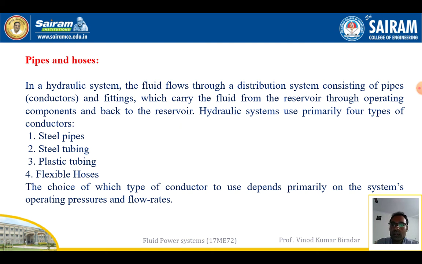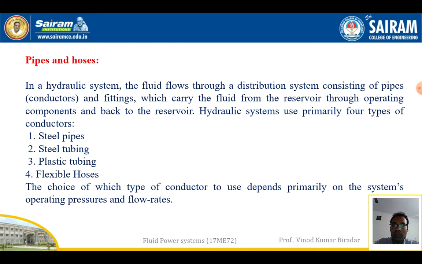Normally in a hydraulic power system, pipes are used to force the liquid fluid from one system to another system. That is the main function of a pipe in a hydraulic power system. The fluid flows through the distribution system consisting of a pipe, that is a conductor, and fittings which carry the fluid from a reservoir through the operating components and back to the reservoir. A hydraulic system uses primarily four types of conductors: steel pipe, steel tubing, plastic tubing, and flexible hoses. These are all used for supplying the fluid in a hydraulic power system.